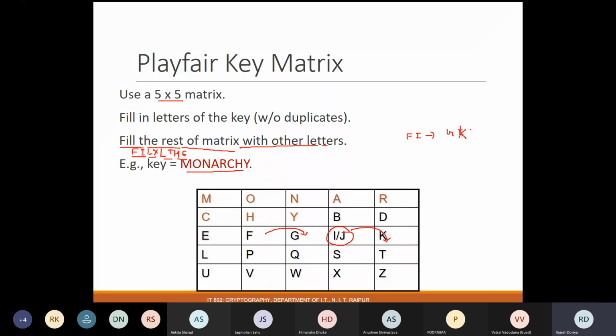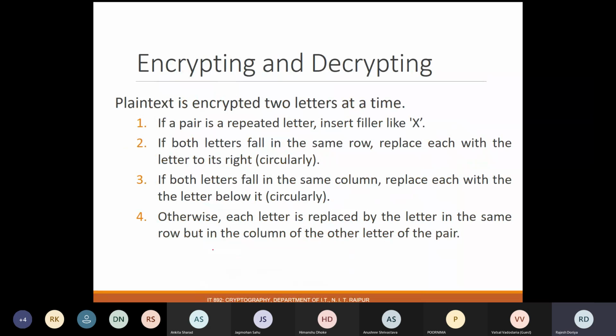Okay, fine. Similarly, LX. So where is L? L is here. Where is X? Here. So you just need to form a rectangle for this one. So for L it is going to be S, and for X it is going to be U. Okay. So this is what will be the encryption for LX. And this is as per your rule number 4.